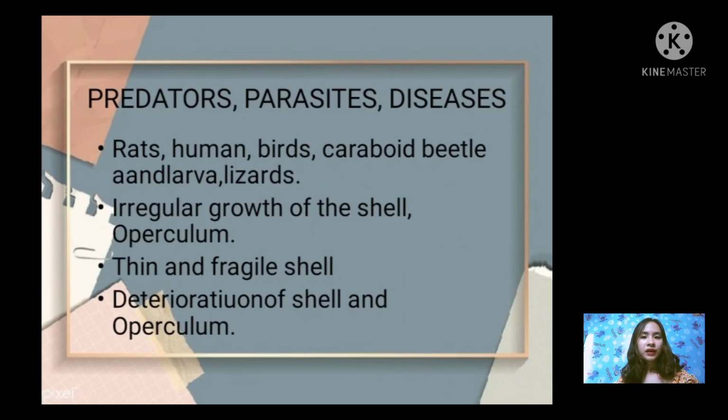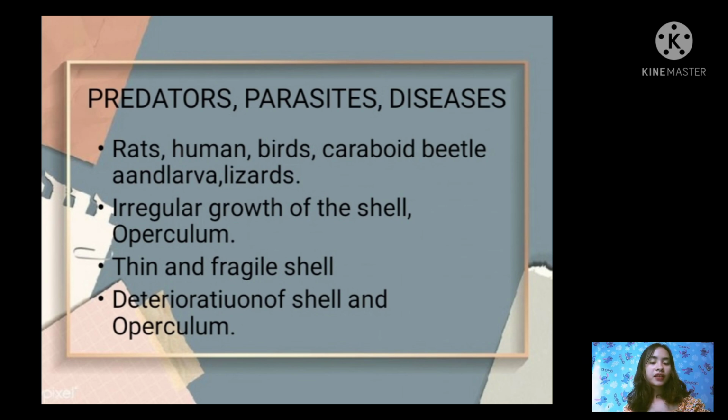Predators, parasites, diseases. Rats, humans, birds, carabid beetles and larvae, and lizards. Irregular growth of the shell, operculum. Thin and fragile shell. Deterioration of shell and operculum.